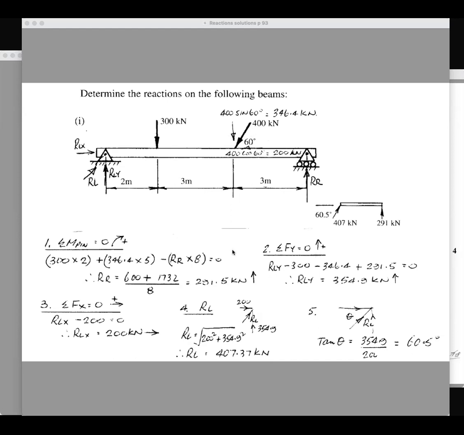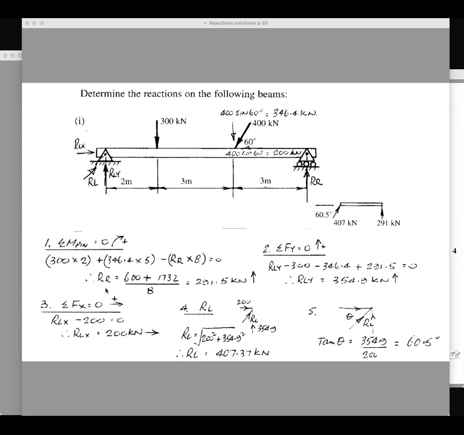So we've got RLY, which is the vertical component of this reaction here, and that's going up. We're assuming it's going up. If we get a positive answer here, it means that the assumption is correct. So we've got RLY going up, minus 300 going down, minus 346 going down, plus this force going up, and that equals 0. So therefore, RLY is equal to 354.9 kilonewtons. So that's the vertical component of that force.